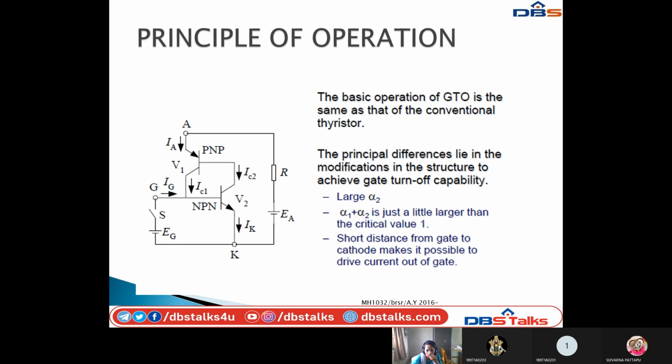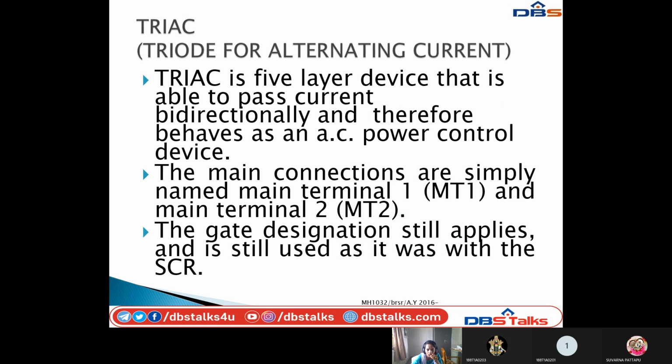Okay, so next, TRIAC. TRIAC means triode for alternating current. TRIAC is a device that is able to pass the current. Actually SCR is a 4-layer device, but here TRIAC is able to pass the current bidirectionally and therefore behaves as an AC power control device.